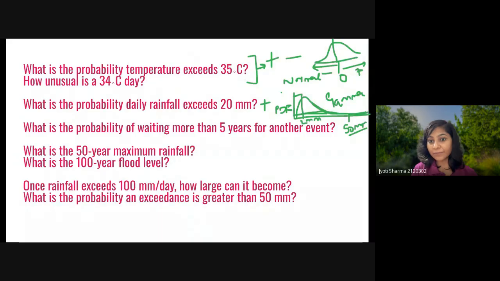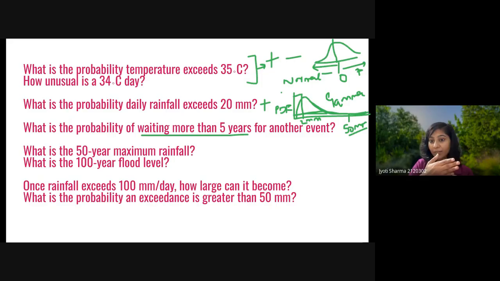This is the tail, right? So if we have a tail and we have positive value, then such kind of question can be addressed using gamma distribution. Is it clear? For temperature, we are having normal distribution. For rainfall, we are having gamma distribution. Okay. For the waiting time, so in how many years will this event occur? So the probability of waiting more than 5 years for another event.